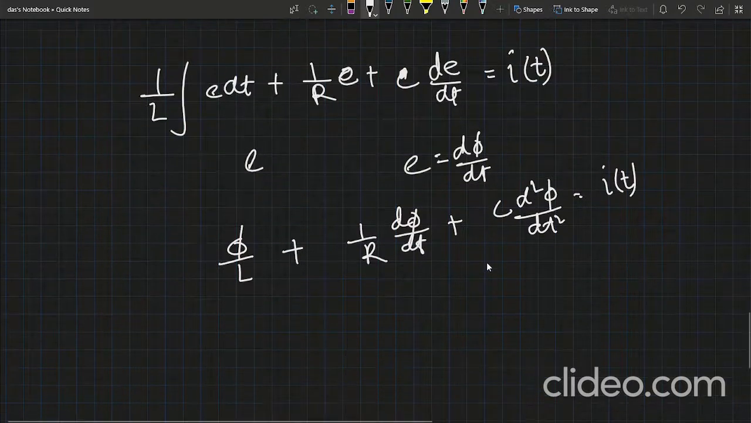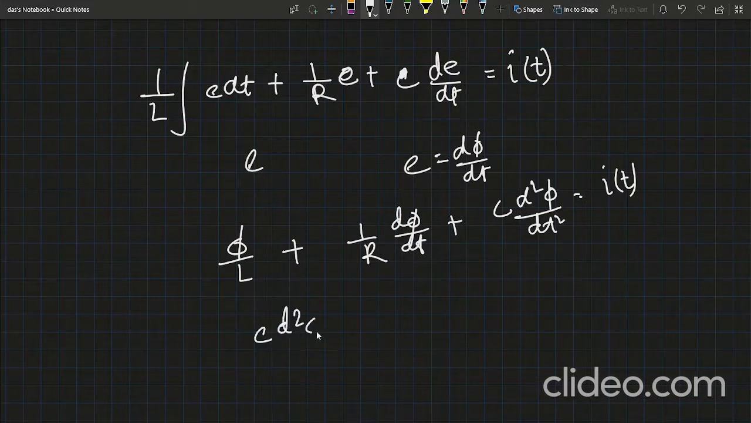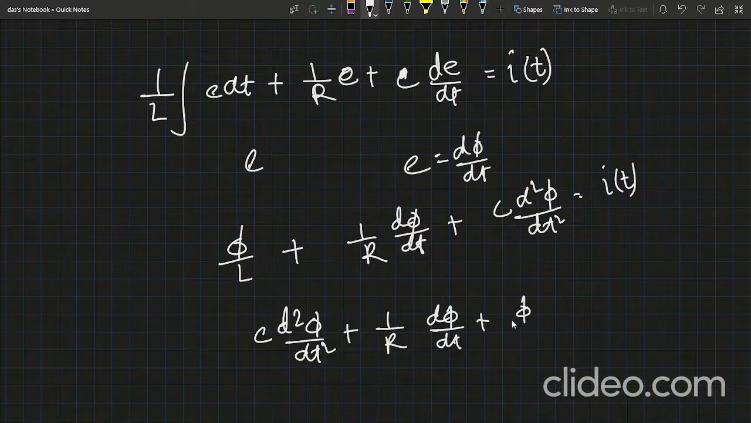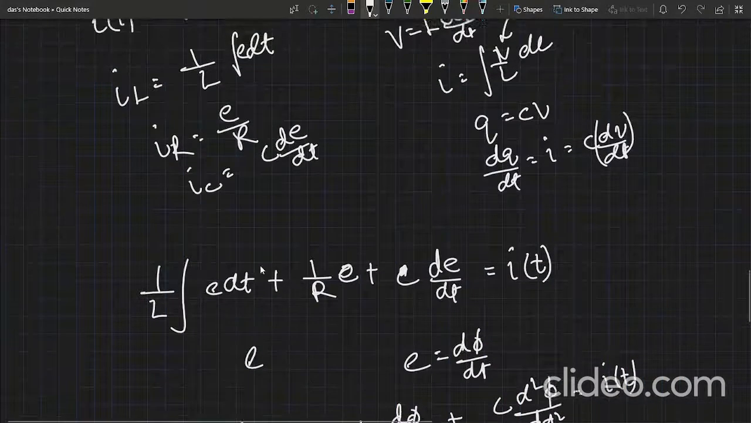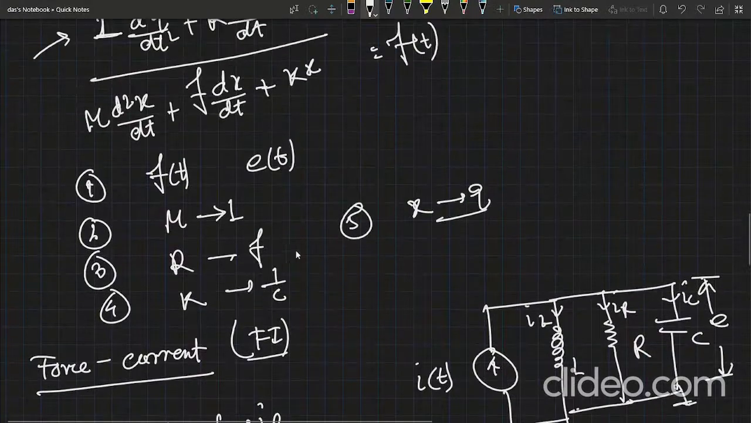So if we rearrange this equation, then first the second order derivative is coming out, C d2 phi by dt2, plus then first order derivative 1 by R d phi by dt, and then the term phi by L, this is equal to I(t). Okay, now we consider this equation.